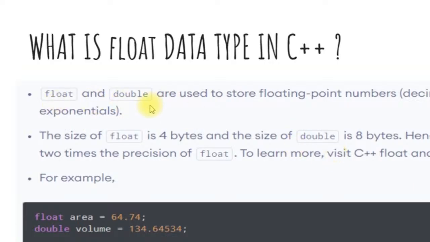So float and double are the keywords that are used to store floating point numbers, which are decimals and exponentials. The size of the float data type is 4 bytes and the size for the double type is 8 bytes. So this is a very important differentiating point between these two data types. If you declare a double type variable then the size will be 8 bytes. So double has 2 times more precision than you get in float.